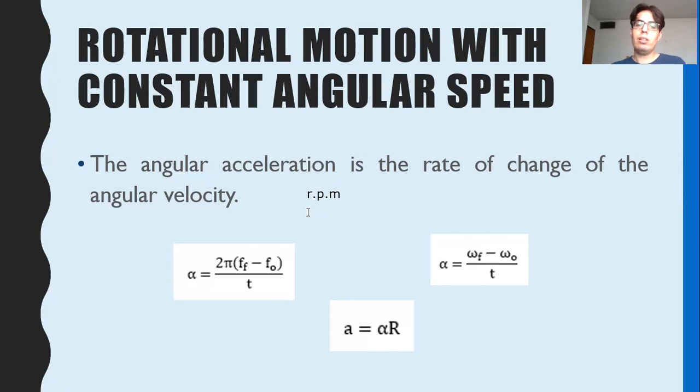So what do we have to do? Just divide these revolutions by 60, because there are 60 seconds in a minute, and you are going to get how many revolutions per second you have. And that's the unit that we want to use.